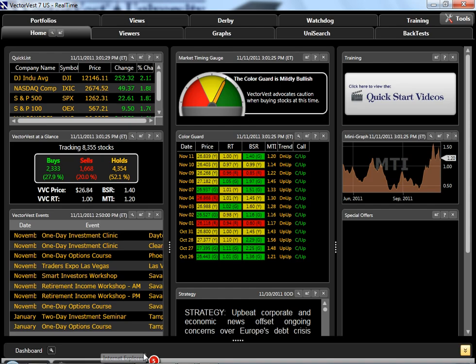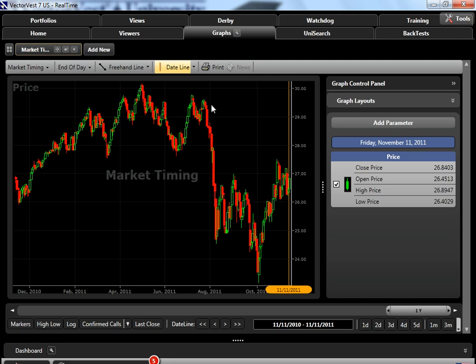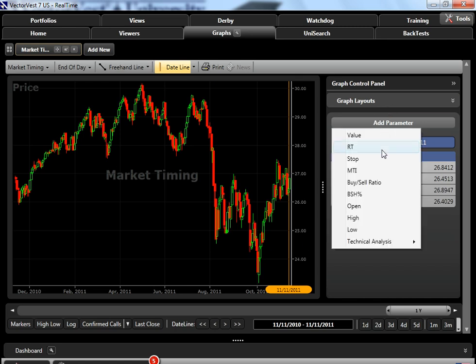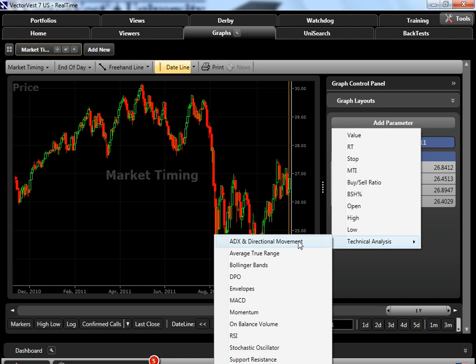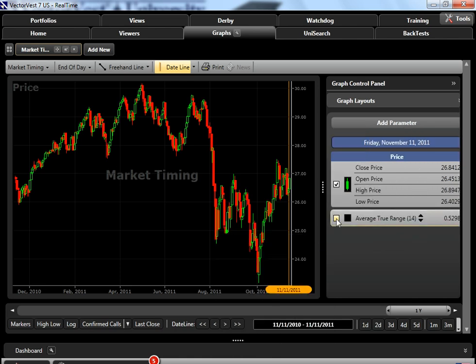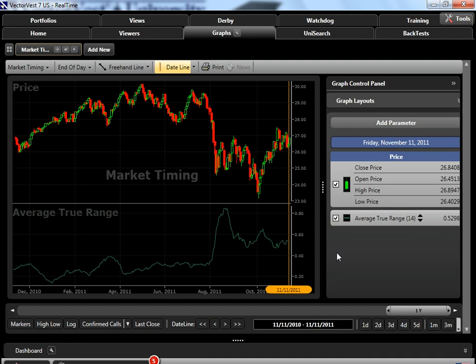We'll open up VectorVest 7 and then I'll click the Graph tab. And here I have a market timing graph. This is showing only the price of the VectorVest composite. I'm going to add to this graph a technical indicator called average true range. We'll put that on as our subgraph.